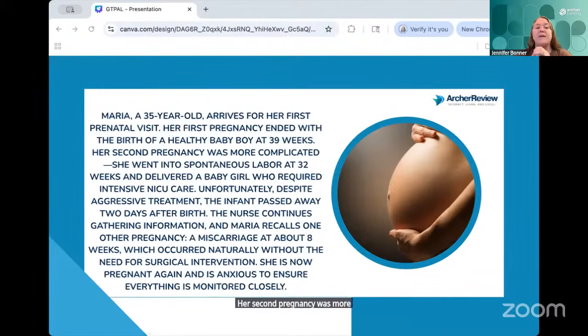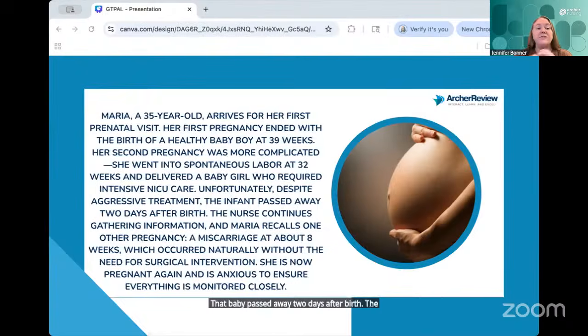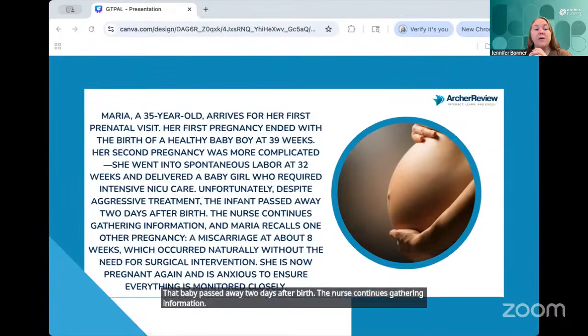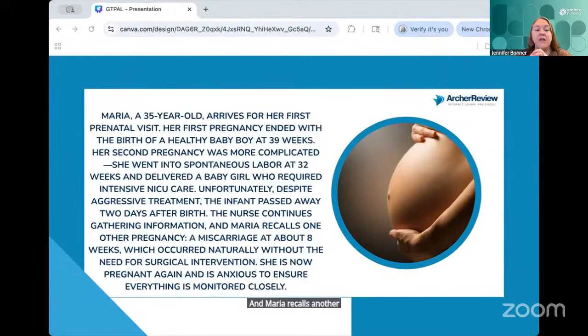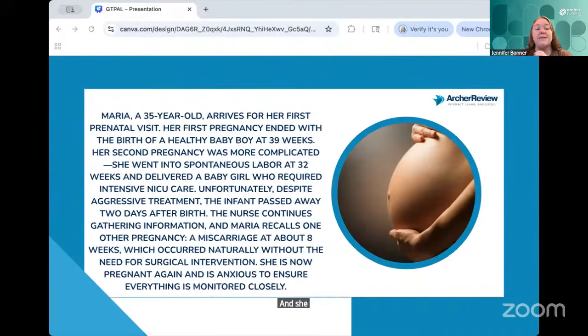She went into spontaneous labor at 32 weeks and delivered a baby girl who required intensive NICU care. Unfortunately, despite that aggressive treatment, that baby passed away 2 days after birth. The nurse continues gathering information, and Maria recalls another pregnancy, a miscarriage at about 8 weeks, which occurred naturally without the need for surgical intervention. And she's now pregnant again and is anxious to ensure everything is monitored closely.